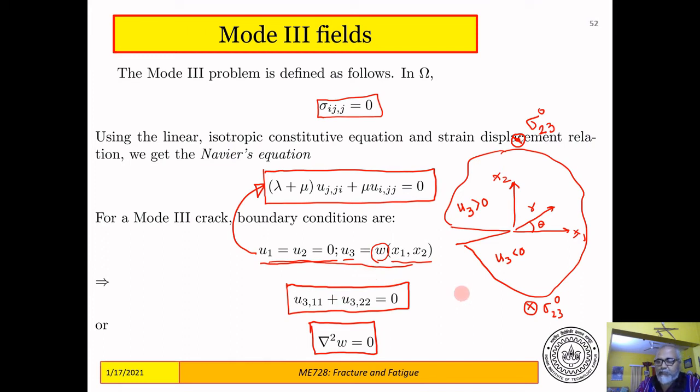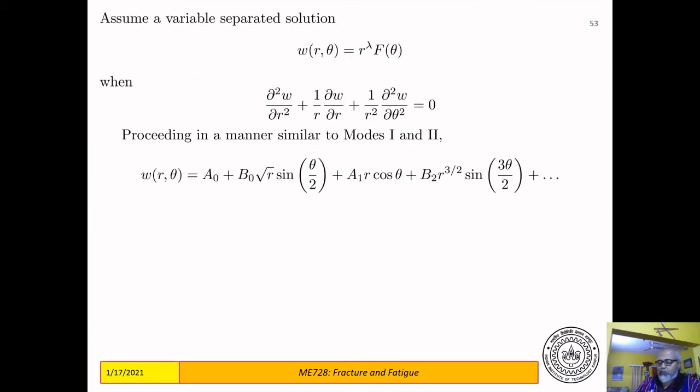So basically the out of plane displacements satisfy the harmonic equation in an antiplane shear problem. This is also something that you must have learned in your linear elasticity course. And we again assume a variable separated solution. It's a problem without a length scale, so we assume a variable separated solution like before, where this lambda is what we are going to determine. And this function has to satisfy del square w equal to 0, which is the same as this in cylindrical polar coordinates. So this function is plugged in here, leading to an ordinary differential equation in f of theta. And if you solve that, proceeding in a manner absolutely similar to modes 1 and 2, you will get w of r theta, which looks like this.